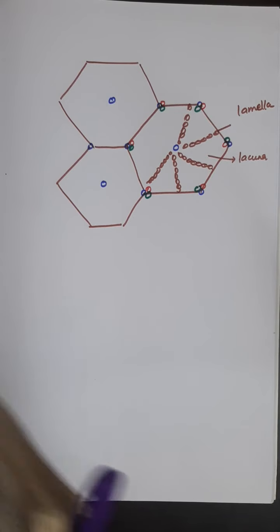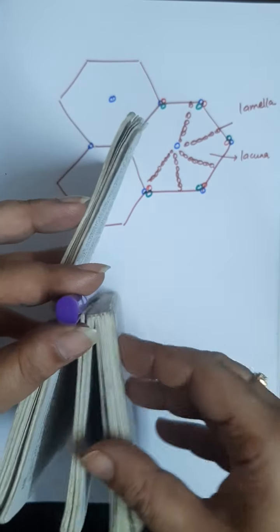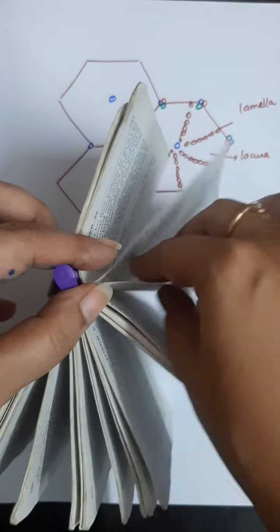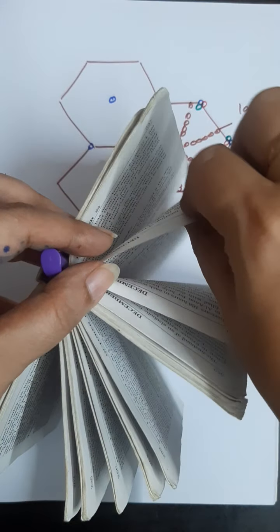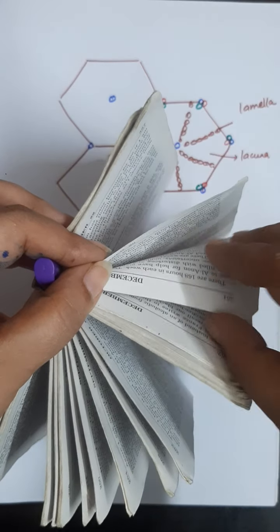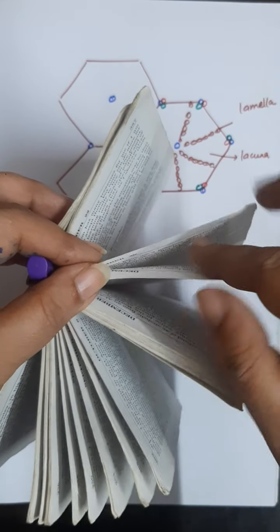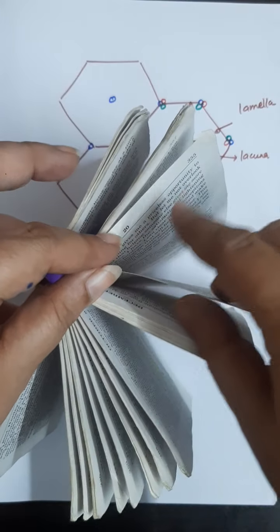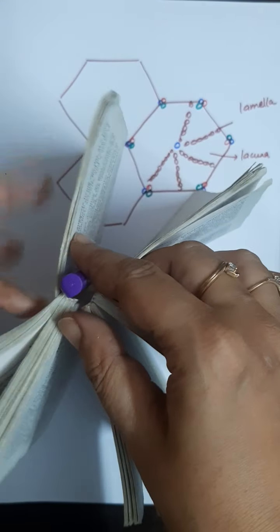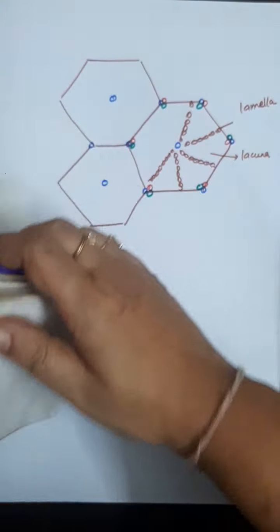So if I consider this pen as the central vein, then I can say that the pages of this book are radiating from the central vein to the periphery, and each page is made up of bricks of hepatocytes which are cuboidal in shape. So each page is called lamella, and in between the two pages, this is space. This space between the two lamella is called lacuna. Like this.